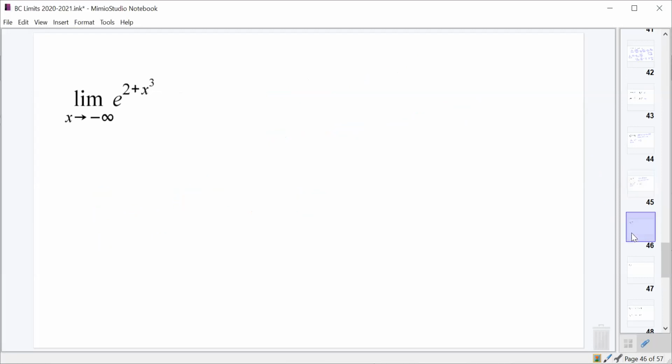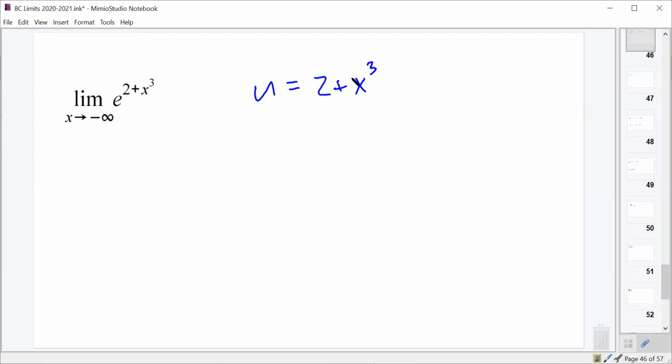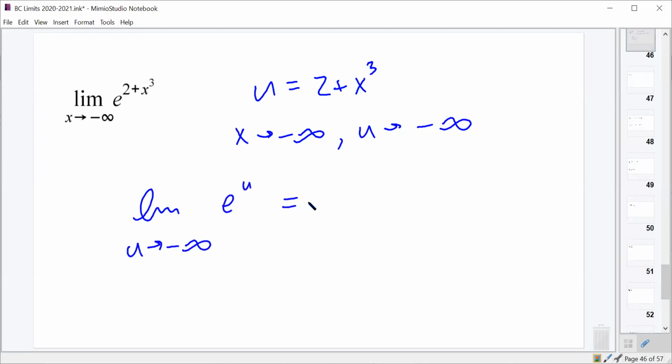All right. Another one of these, another easy one here. We'll let u equal 2 plus x cubed. And as x goes to negative infinity, u is going to negative infinity as well, because the 2 is insignificant and a negative cubed is still a negative. So we got the limit as u approaches negative infinity of e to the u. And that should be what? Yep, should be 0. Good. Remembering this kind of stuff from last year, getting the hang of it easy enough.